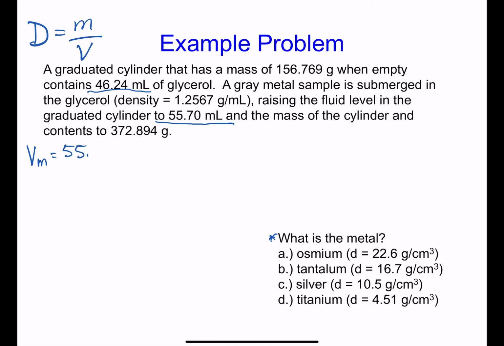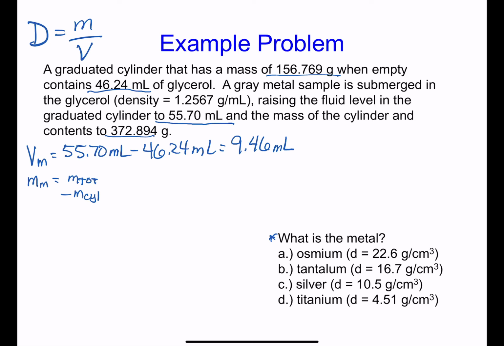So 55.70 milliliters in this case, minus 46.24 milliliters, which is equal to 9.46 milliliters. So that is the volume of our metal. The mass of our metal, well, we have several masses to think about. We have the mass of everything, so mass total. To find the mass of our metal, we're going to have to take the total mass and subtract off the mass of our cylinder, which is given here. But we also have to subtract off the mass of the glycerol.